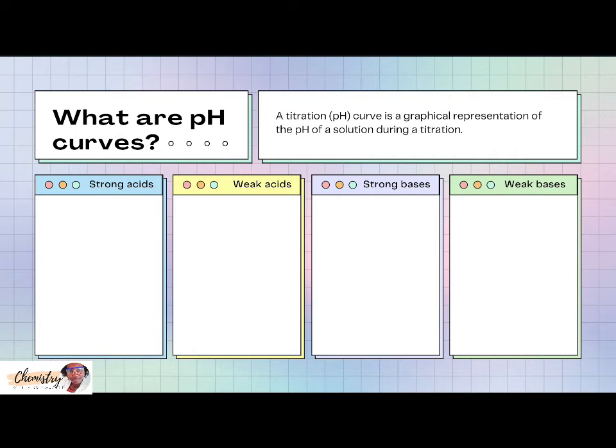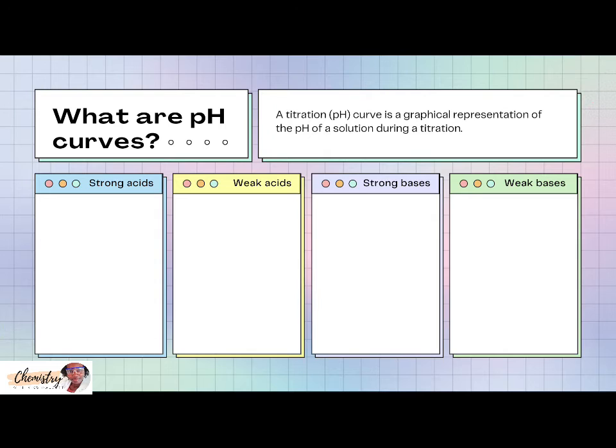For example, if we had a base in our conical flask, we can determine the pH of that base. We can add a small amount of acid, a known volume. So let's say we add 1 cm³ of acid and record the new pH. Now add another 1 cm³ of acid and we'll record the new pH. And we keep adding 1 cm³ of acid and we'll just monitor the pH. We can plot a graph of pH versus volume. And from the graph, we can determine the equivalence points of that reaction.